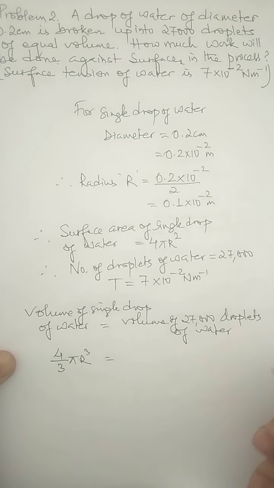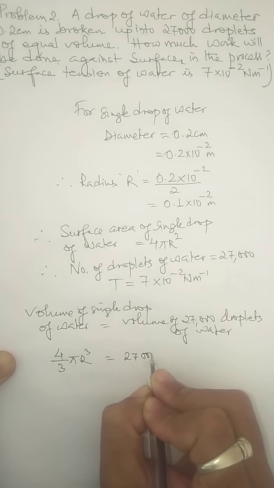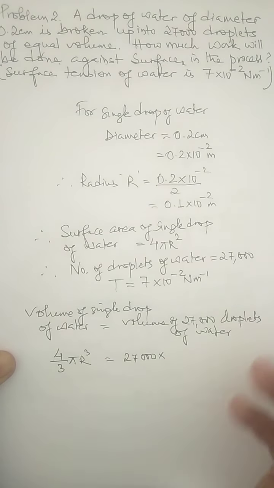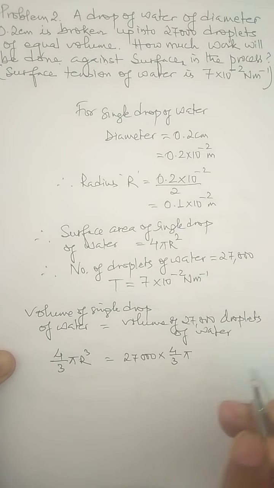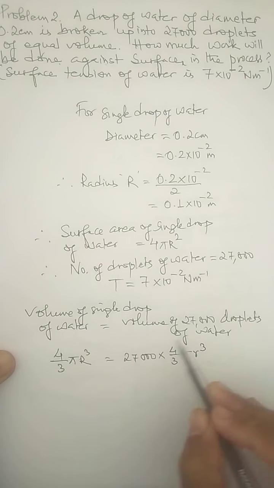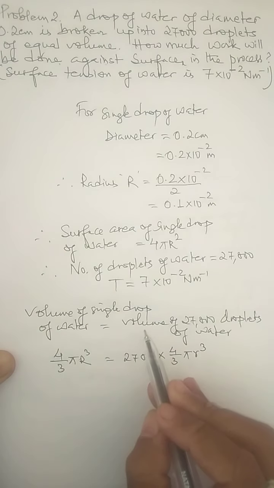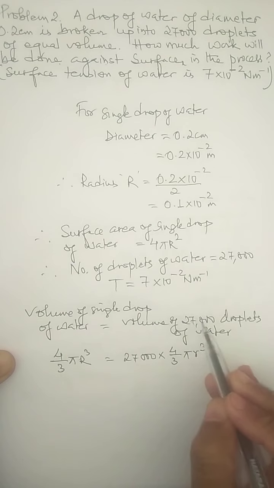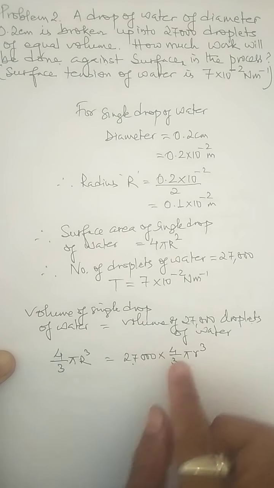The volume of the 27,000 droplets of water is calculated as 27,000 into the volume of one droplet of water. The volume of one droplet is also spherical, so it is given by 4 by 3 pi, but the radius we don't know, so I consider that radius as small letter r, giving 4 by 3 pi small r cube. This is the volume of a small droplet, and there are 27,000 droplets, so I multiply by 27,000. These two volumes are equal to each other.